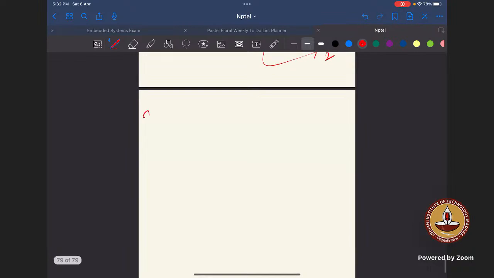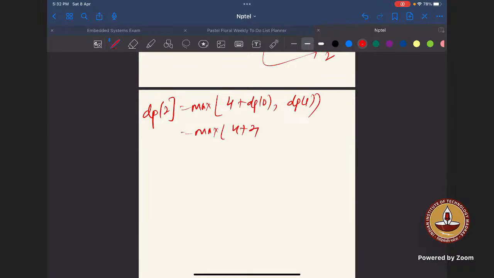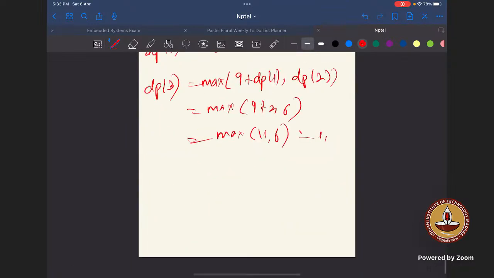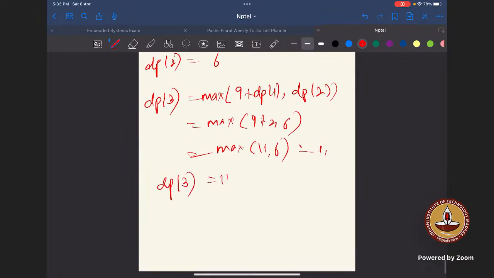So moving forward, dp of 2 is maximum of a of 2, which is, I pick the second element, which is 4 plus dp of 0. And if I don't pick, then this will be dp of 1. So this is maximum of 4 plus 2 is 6, and dp of 1 is 2, which is equal to 6. So dp of 2. And similarly, dp of 3 is maximum of 9 plus dp of 1, comma dp of 2, which is nothing but maximum of 9 plus 2 comma 6, which is maximum of 11 comma 6, which is 11. So dp of 3 is 11, which is nothing but the final answer.